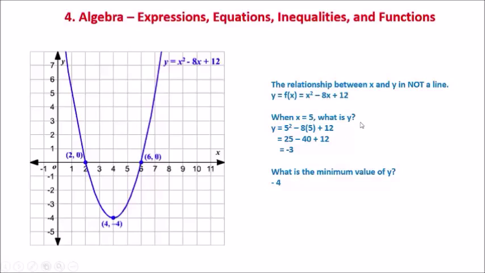Okay, so then you will answer, you just plug in, right? You plug in x equal to 5 in this equation. So instead of x, you put 5. Instead of x, you put 5. So 5 squared is 25, minus 8 times 5 is minus 40, plus 12. So when x equal to 5, y equal to minus 3. Okay, ordered pair, when x is 5, y is minus 3.